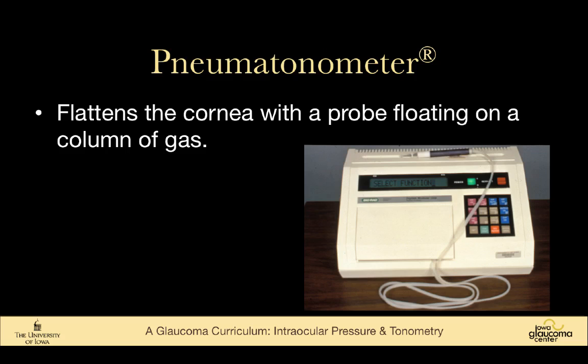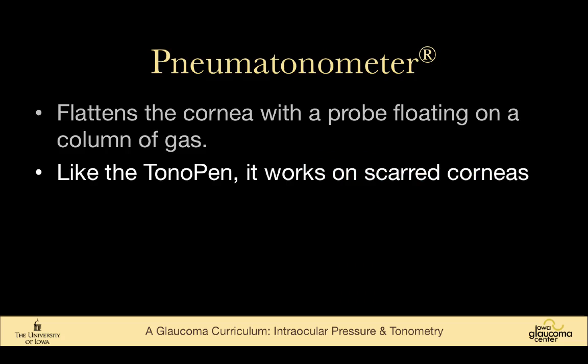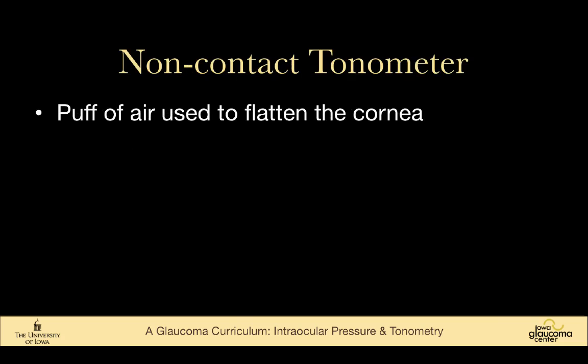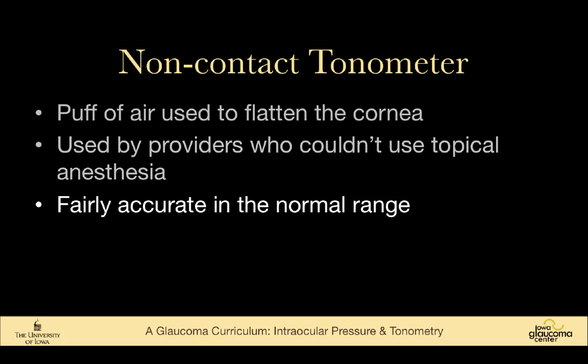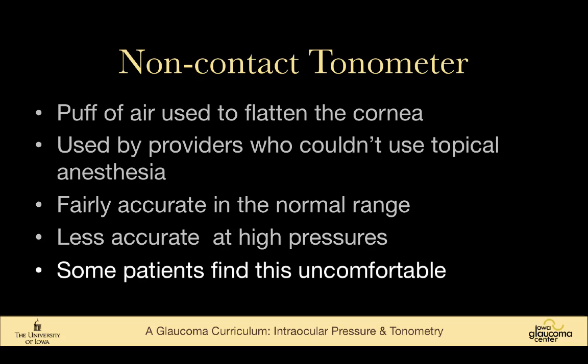The pneumotonometer uses a probe floating on a column of gas to measure intraocular pressure. Like the TonoPen, it works pretty well on scarred corneas. Non-contact tonometry uses a puff of air that flattens the cornea. This is used by people who couldn't use topical anesthesia. So in the old days, optometry couldn't use topical drops, so they would use air puff tonometry. It's fairly accurate in the normal range, but less accurate at high pressures. And some patients really dislike it because they find that blast of air to be quite startling and uncomfortable.